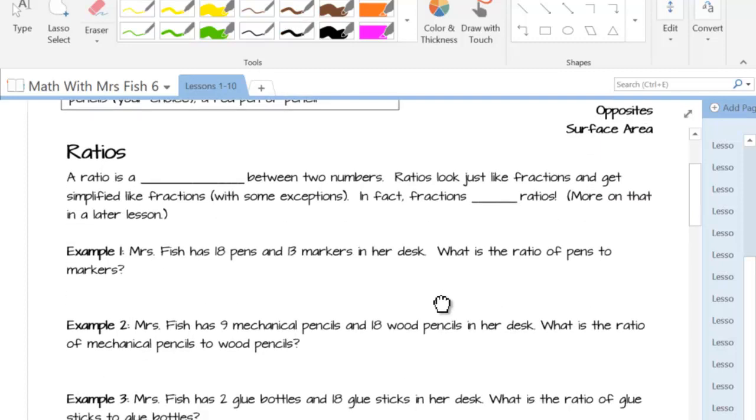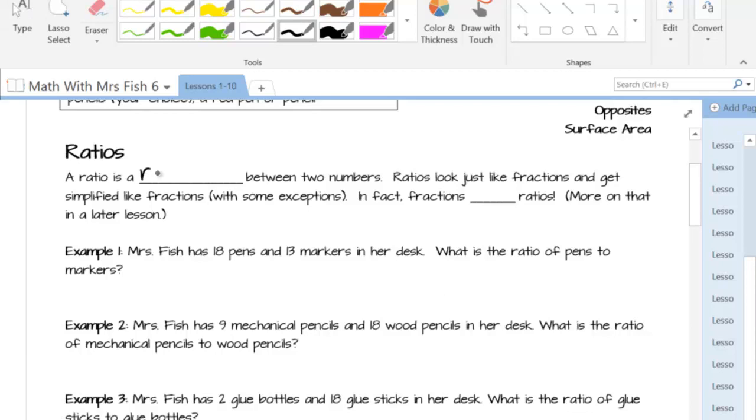Ratios. A ratio is a relationship between two numbers. Ratios look just like fractions, and they get simplified like fractions with some exceptions. In fact, fractions are ratios. We're going to talk about that in a later lesson, but fractions are ratios. And we're going to talk about the exceptions in just a little bit. Okay, so ratios are super easy. And some people freak out when they hear about ratios, and they shouldn't. So let's check this out.